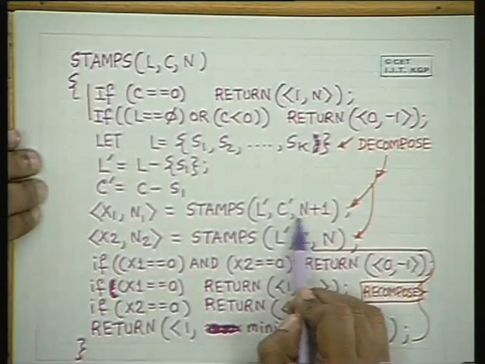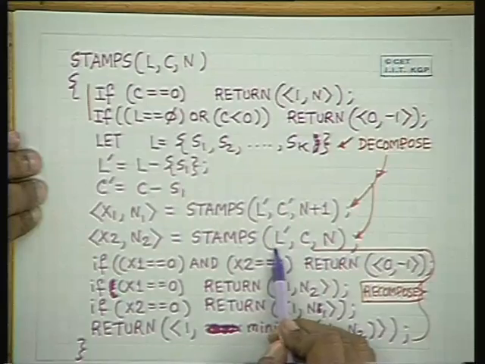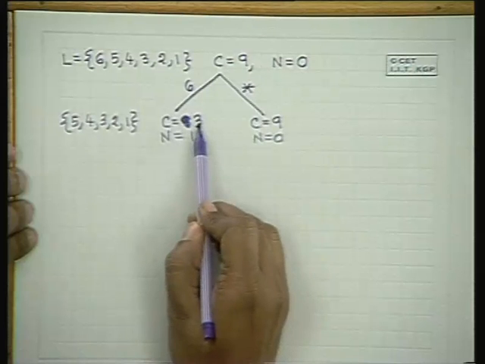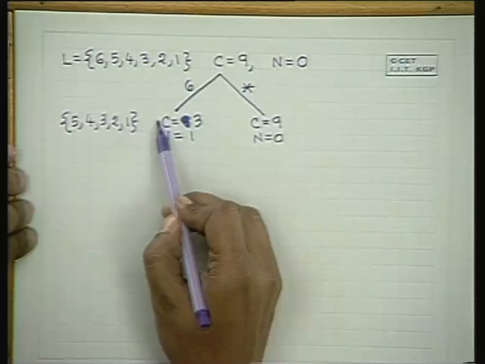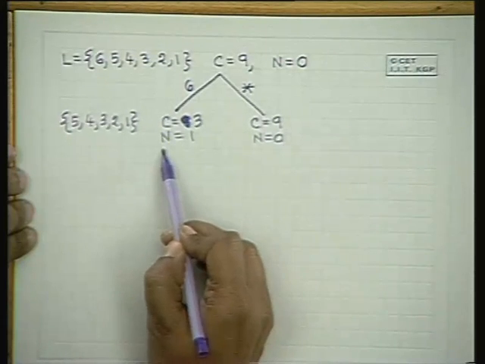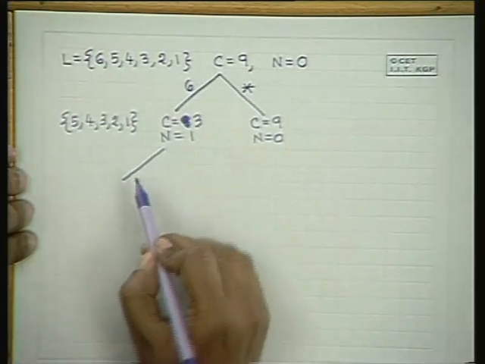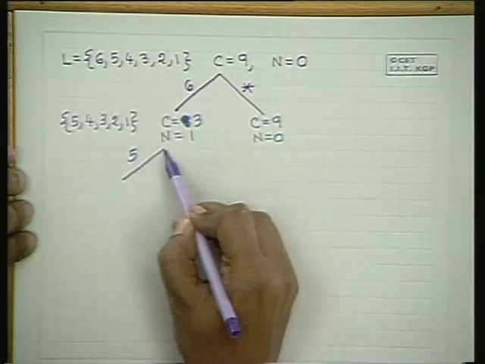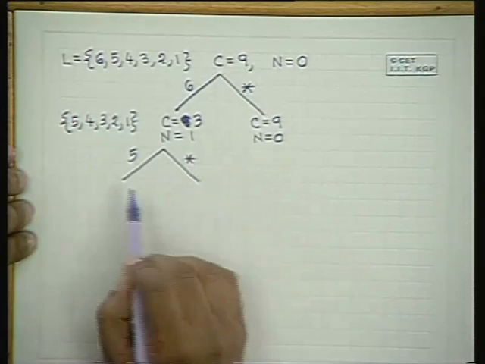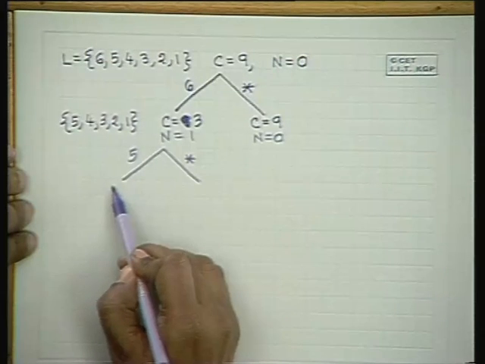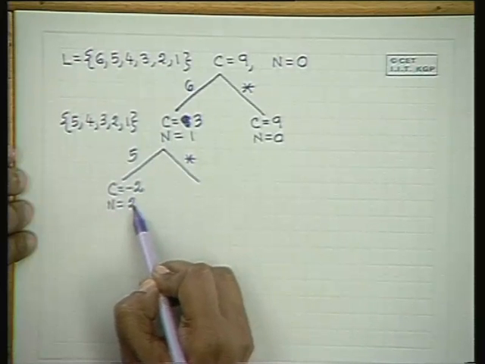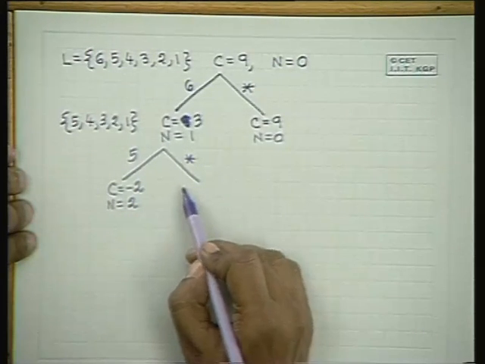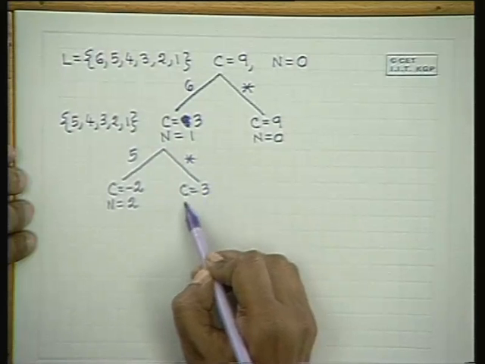Recall, one is L dash, C dash, N plus 1. The other is L dash, C, N. So again you recursively call this one and this one. So this one would have given, you could choose 5 and you need not choose 5. If you choose 5, then C becomes minus 2 and N becomes 2. If you do not choose 5, then C remains 3 and N remains 1.